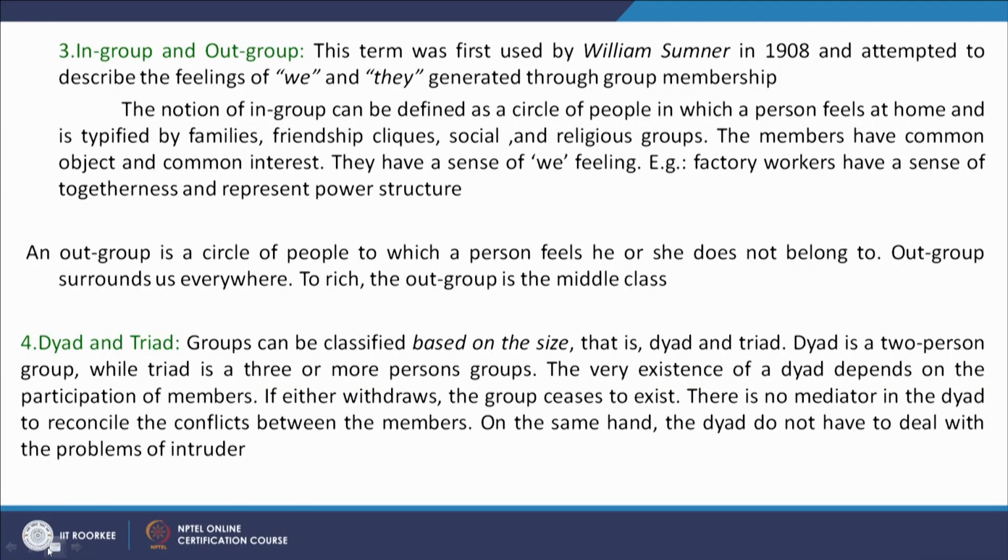he or she does not belong to. Definitely, when we are drawing a boundary for our group members, then we are not relating to the external groups. So this out group surrounds us everywhere, and we try to differentiate or discriminate between us and them. So this is out group. So there is a feeling of they for the other members of the group or the intergroup members.